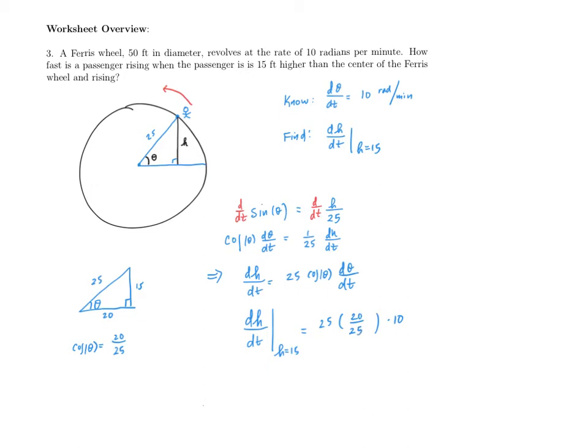And note this simplifies quite nicely. The 25s cancel. What we are left with is just 20 times 10, and then we need to get our units in, dh dt. H has units measured in feet, because we're measuring distance, and our time is measured in minutes. So dh dt will be 200 feet per minute.